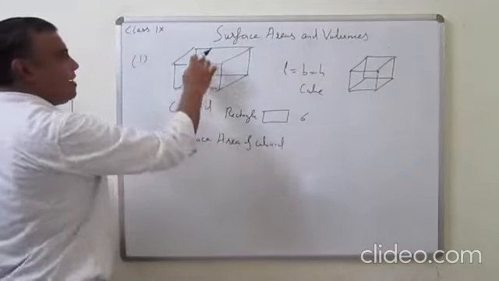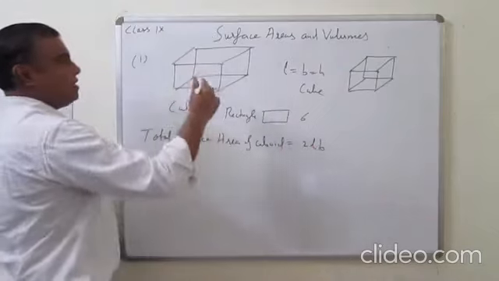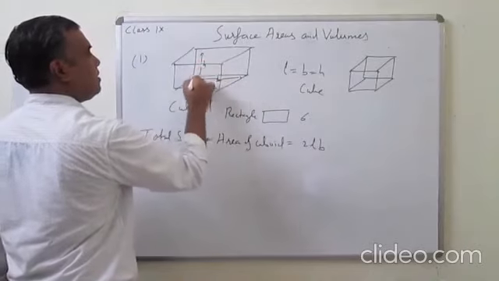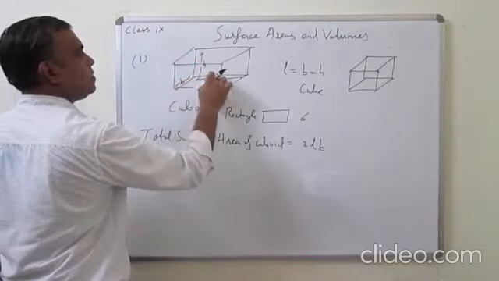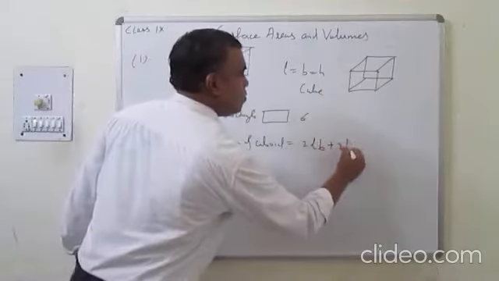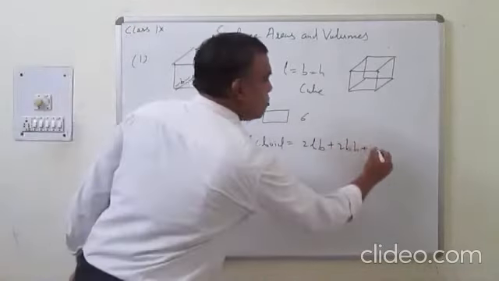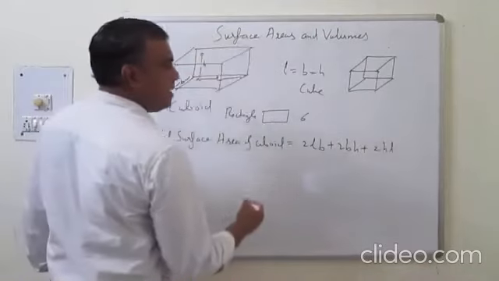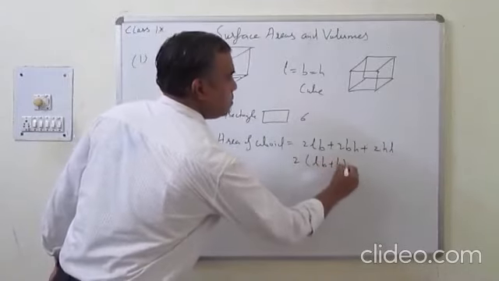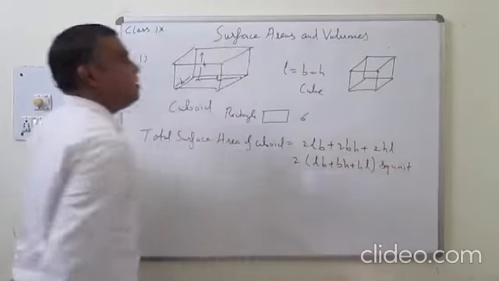So how many length-breadth faces? One floor and one ceiling, so 2 length-breadth faces. Suppose this is length, this is height, and this is breadth. So how many breadth-height faces? 2. And height-length faces are also 2. So if I take 2 common, it becomes LB plus BH plus HL square unit.